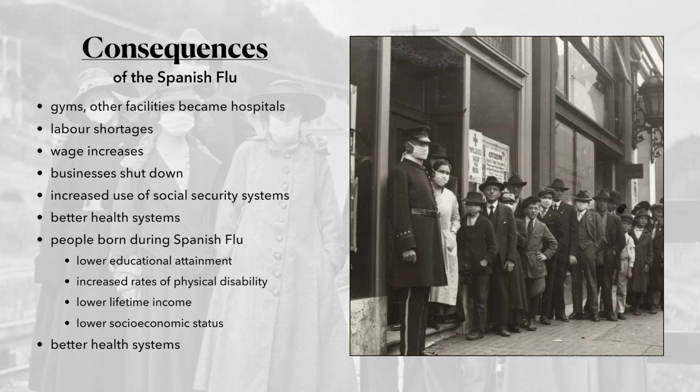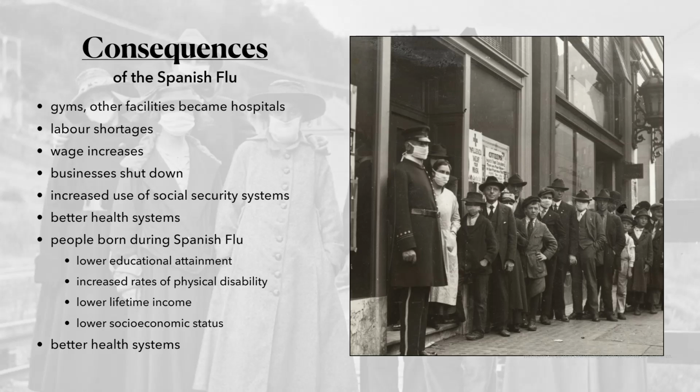So now to the consequences of the Spanish flu. Due to overwhelmed hospitals, gyms and other facilities were transformed into hospitals. There were also high labor shortages due to the many deaths and measures against the flu. Therefore, there was a wage increase for the workers. Also, businesses shut down because too many workers got sick.